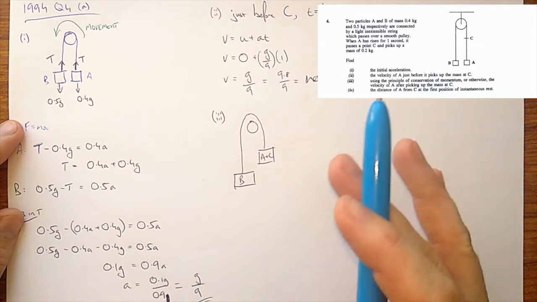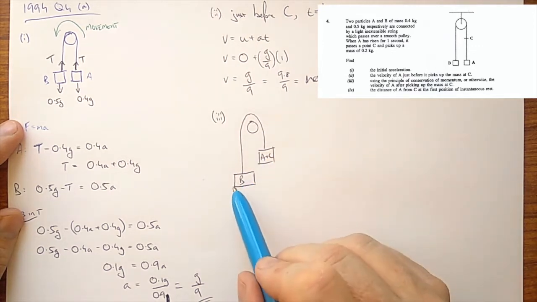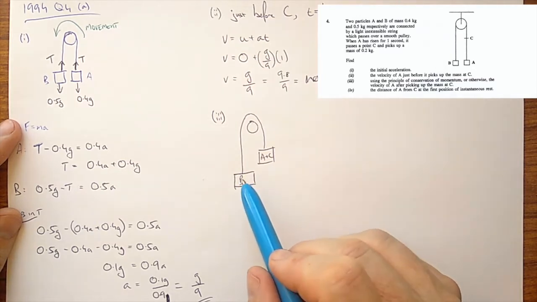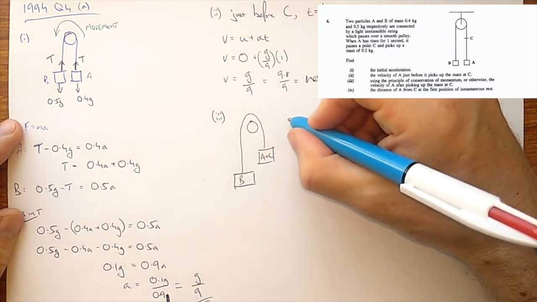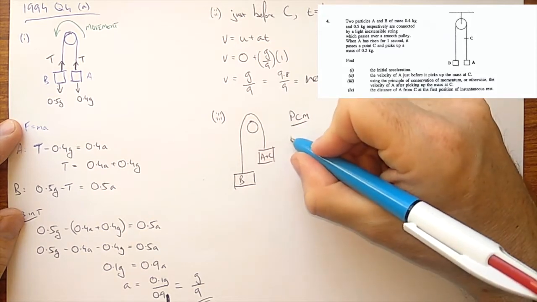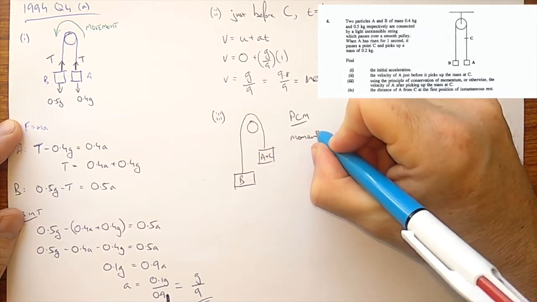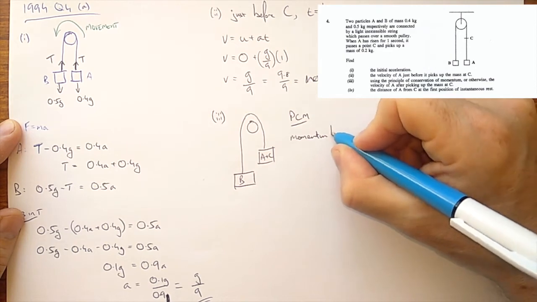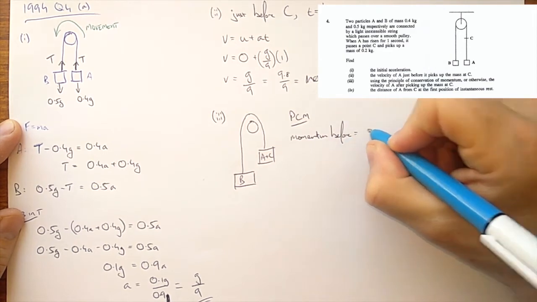The place where you can go wrong in this one is if you forget about B. B is still part of the system. It's like someone dragging along by a rope. It still matters. So, principle of conservation of momentum, PCM, is basically the momentum before is the momentum after. Before equals momentum after.